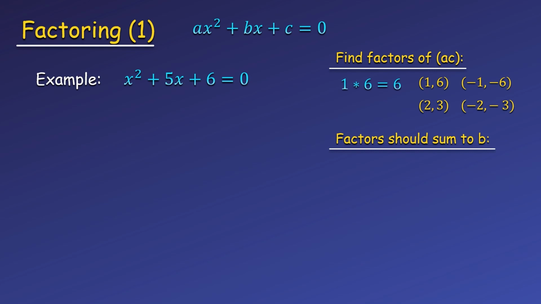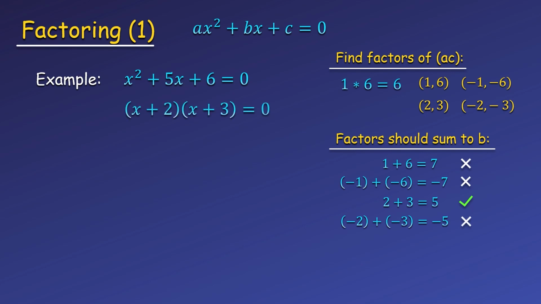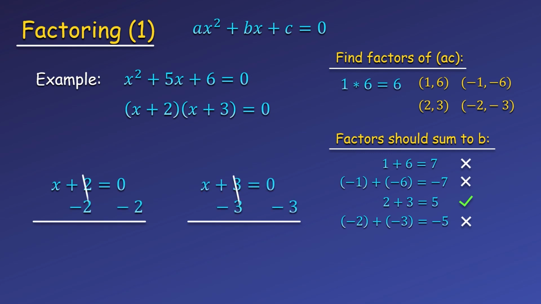Now we want to find the pair of factors that add to equal b, which for us is 5. If we add all the pairs of factors, we find there's only one pair that gives 5, and that is positive 2 and positive 3. This means our factorization is x plus 2 times x plus 3. We can set each term equal to 0 and solve as we did before. This gives us solutions of minus 2 and minus 3. For each of these examples, you should plug these values of x back into the original equation and verify that it does indeed give 0.